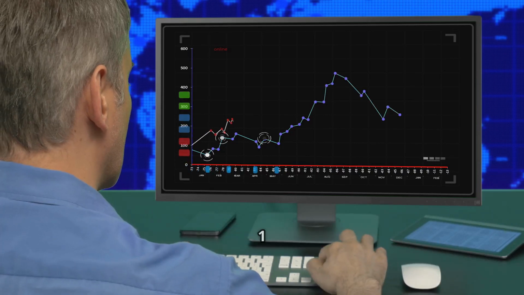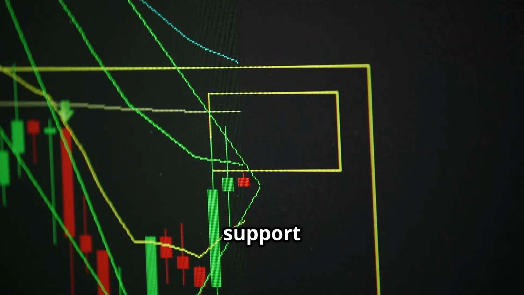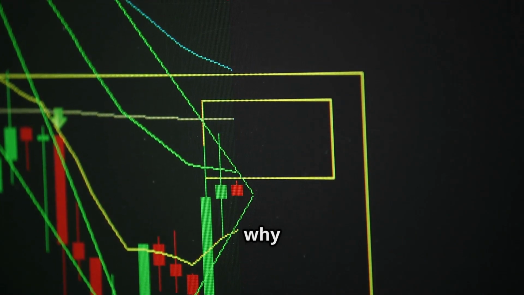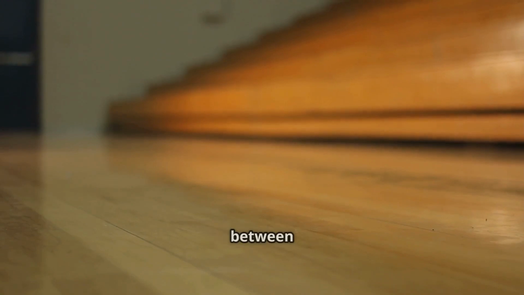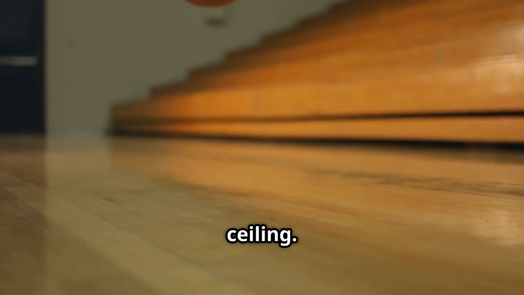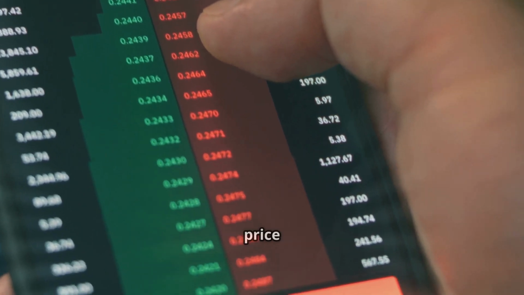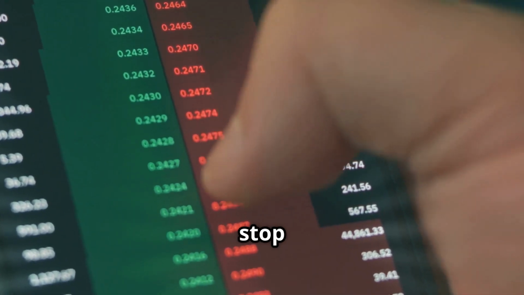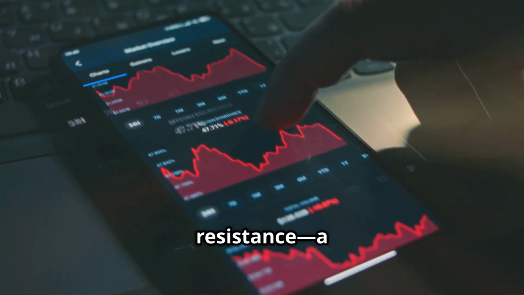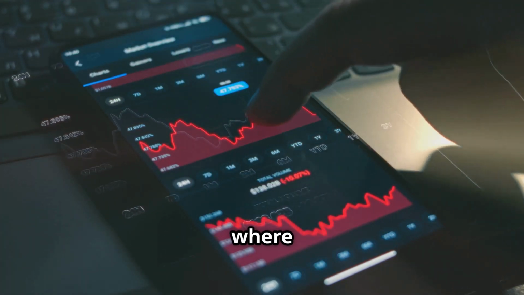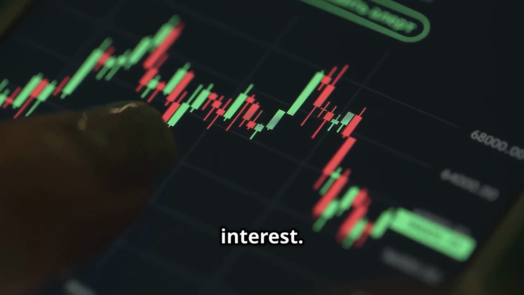Chapter 1, Understanding Support and Resistance. What are support and resistance levels, and why are they crucial in trading? Imagine a ball bouncing between the floor and the ceiling. In trading, the floor represents support, a price level where an asset tends to stop falling due to increased buying interest. The ceiling represents resistance, a level where the price tends to stop rising due to increased selling interest.